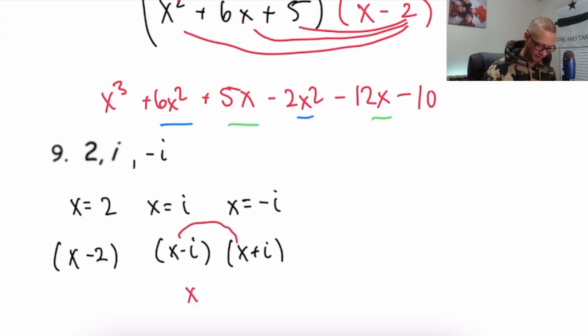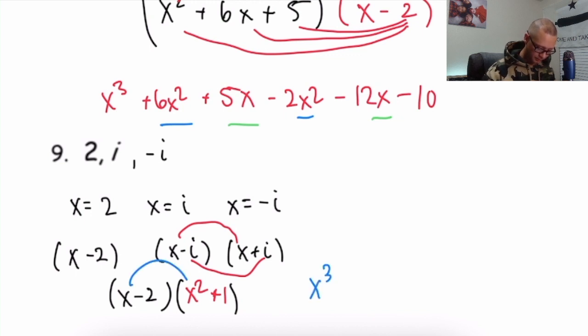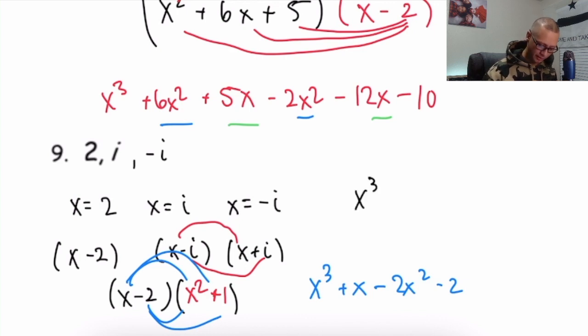This is going to be x times x, x squared. i times negative i is negative i squared. So i squared is negative 1. So it's going to change this to positive. Times x minus 2. So this is going to be x cubed plus x minus 2x squared minus 2. So writing it in descending order, our final answer, x cubed minus 2x squared plus x minus 2.